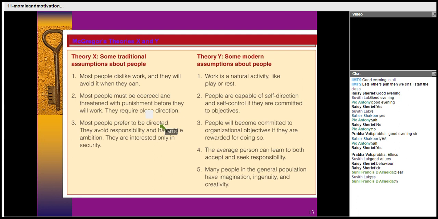What is theory Y? Work is a natural activity like play or rest. People are capable of self-direction and self-control if they are committed to objectives. People will become committed to organizational objectives if they are rewarded for doing so. The average person can learn to both accept and seek responsibility. Many people in the general population have imagination, ingenuity, and creativity.